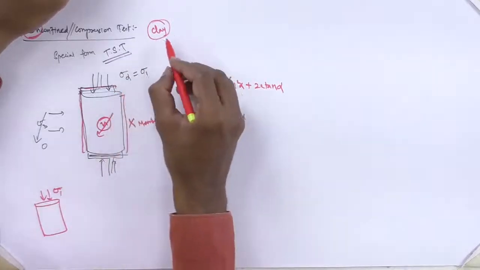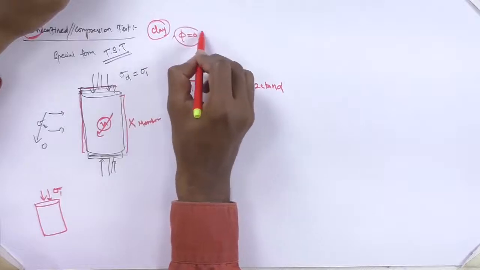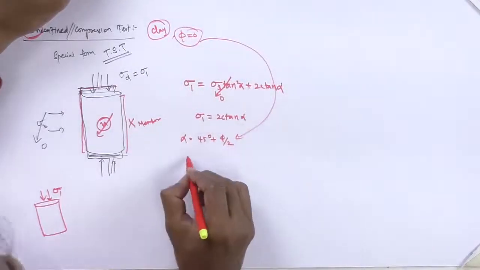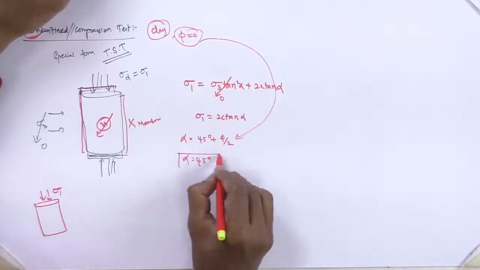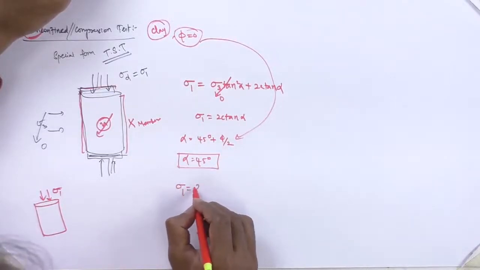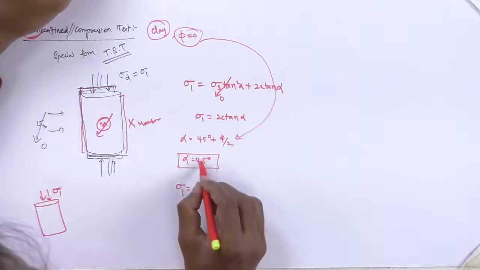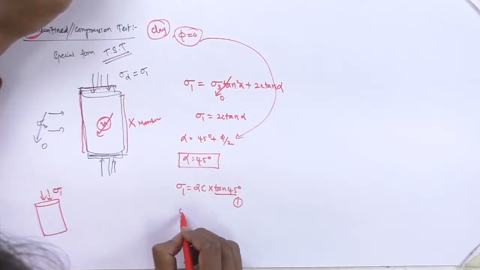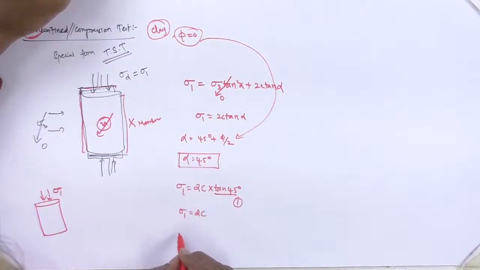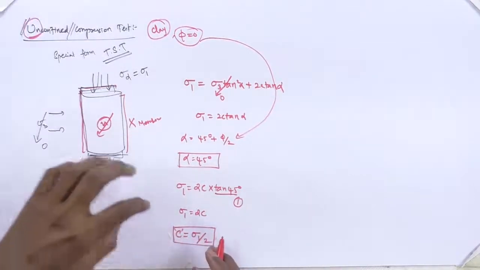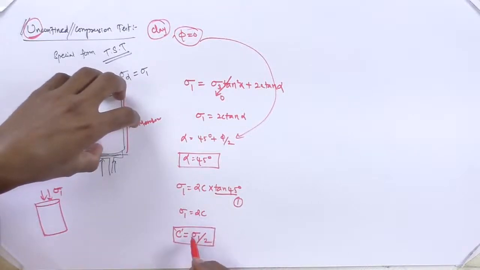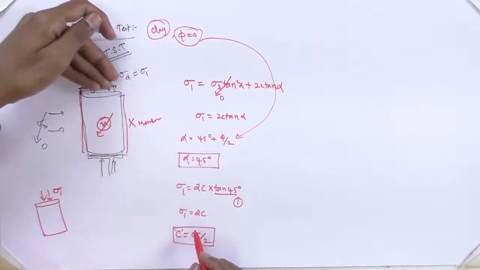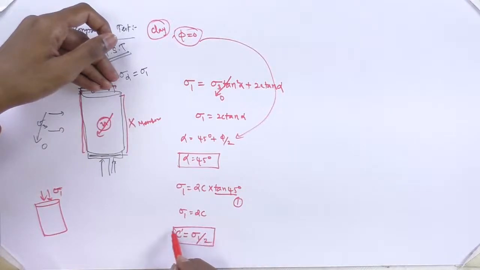Let us say this is a clay sample. For a saturated clay sample, phi is going to be 0, so alpha equals 45 degrees. So sigma 1 equals 2 times c tan 45 degrees, and tan 45 degrees is 1, so sigma 1 equals 2c, so c equals sigma 1 by 2. The cohesion value you have tested in the laboratory is nothing but the compressive load you have applied, in terms of stress, divided by 2.